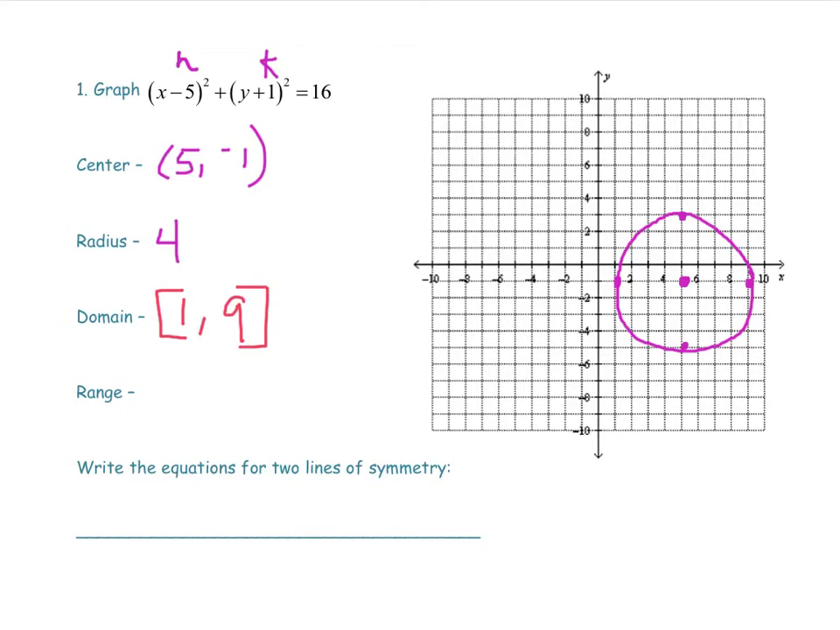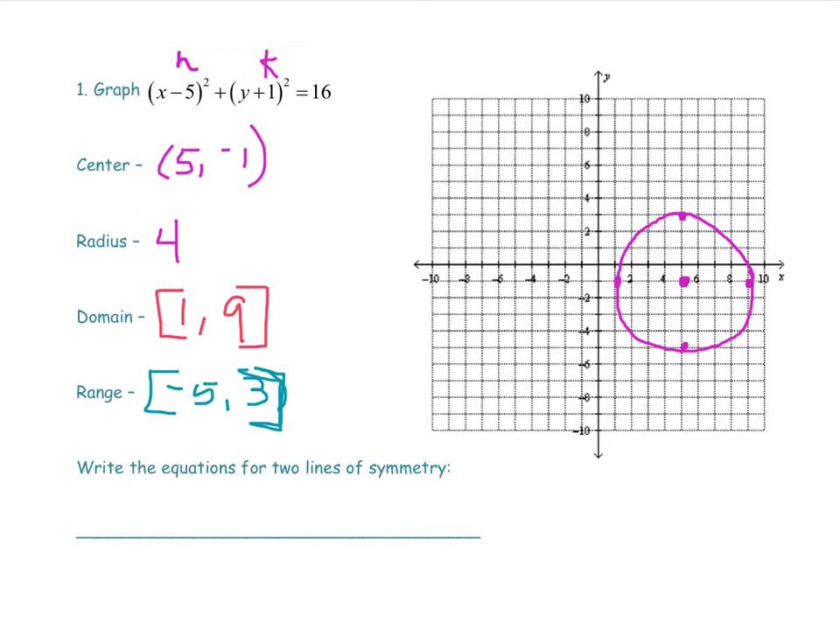Now for the range, we're going to start at the bottom here, and this would be where y equals negative 5, and we're going up, and it goes up to here, where y equals 3. So here our range would be from -5 to 3. Whoops, and it's a bracket.